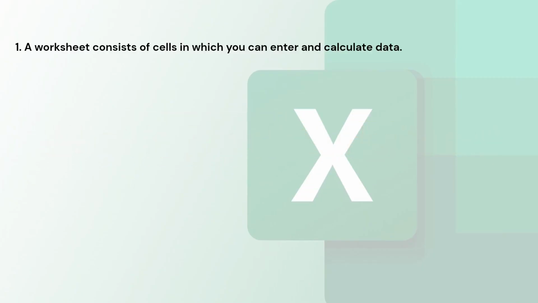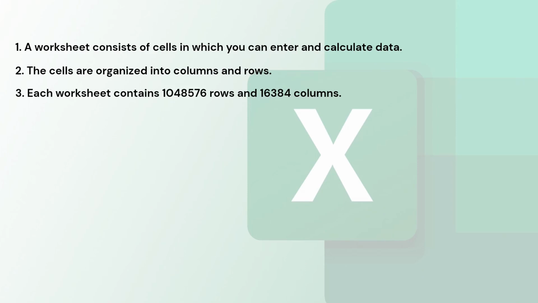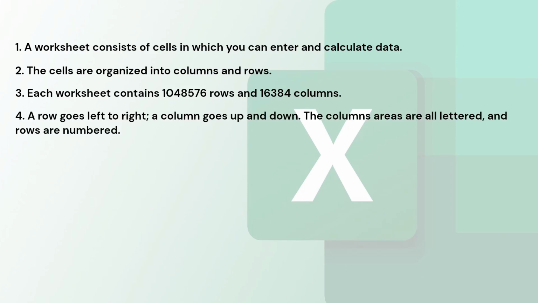A worksheet consists of cells in which you can enter and calculate data. The cells are organized into columns and rows. Each worksheet contains 1,048,576 rows and 16,384 columns. A row goes left to right, a column goes up and down. The columns are lettered and rows are numbered.